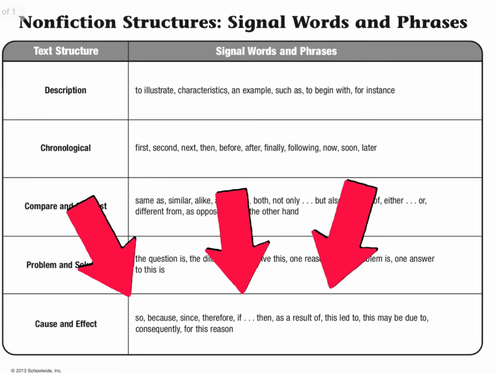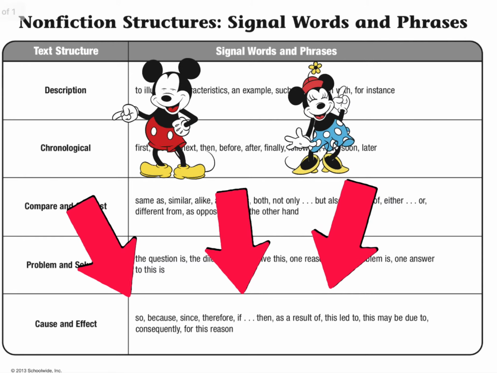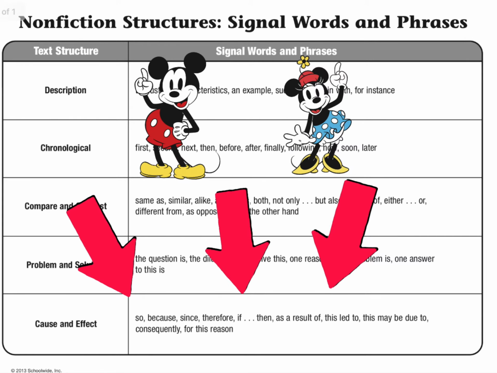These are really important signal words and phrases that help us to understand the cause and effect structure, as well as help with comprehension. Today, we'll be identifying text clues and signal words for the cause and effect text structure presented in A Warmer World in order to better understand the information presented.